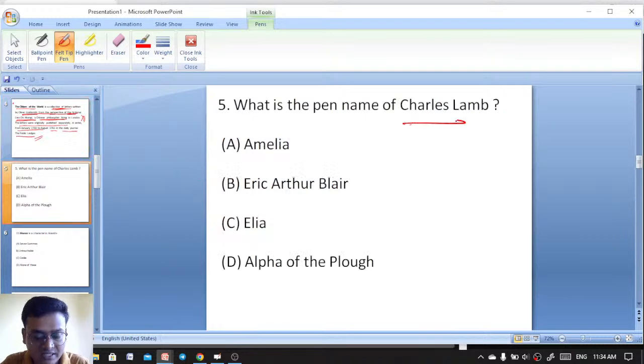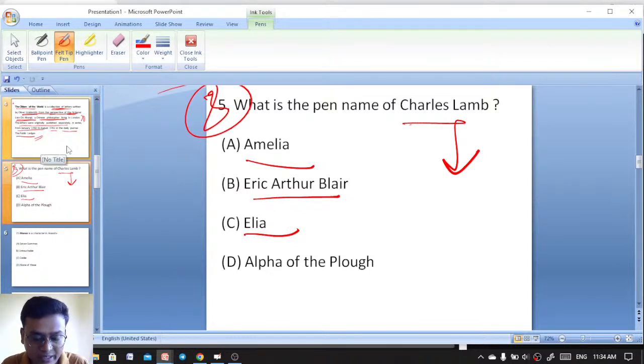What is the pen name of Charles Lamb? Amelia, Eric Arthur Blair, Elia, or Alpha of the Plough? This is question number 3. What would be the right answer here? What is the pen name of Charles Lamb?